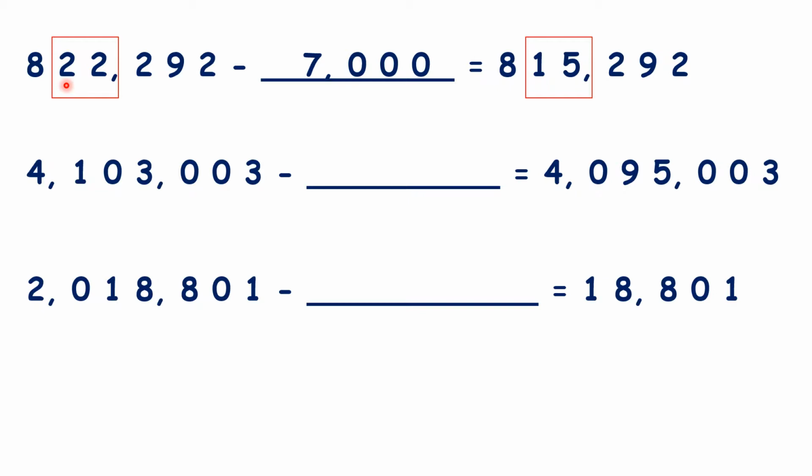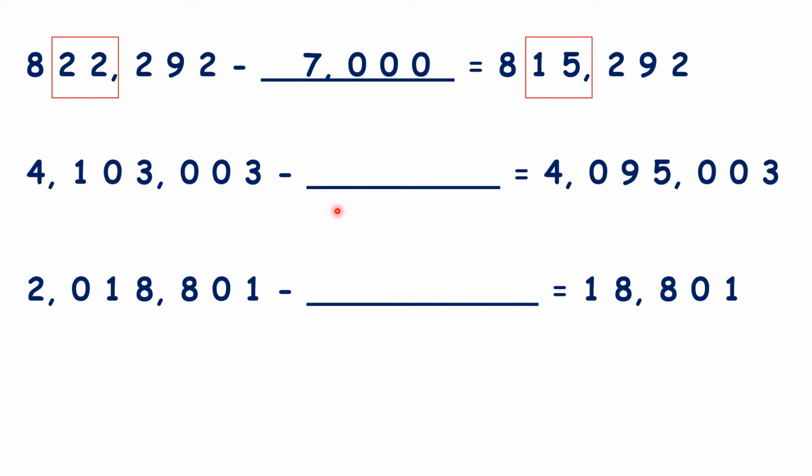So why did the first two, the one here in the 10,000s, change to a 1, even though we were subtracting thousands, not 10,000s? Well, that's because of exchanging or regrouping. If we look at the thousands digit, we can't do 2 minus 5, so the 10,000s digit has to change as well.